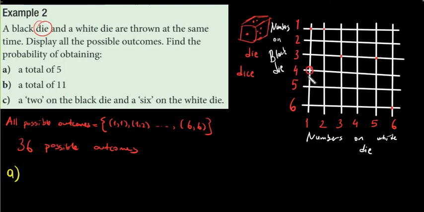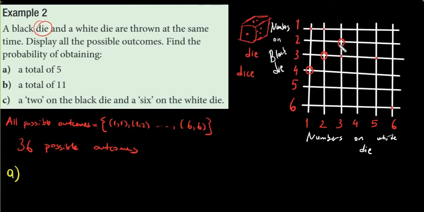So this is a total of 5, right? 4 plus 1 is 5. 5 plus 1 is 6. So we don't include this. 6 plus 1 is 7. We don't include this. And let's look at this. 1 and 2. The total is not 5. So the total will be 5 when we have 3 and 2, right? I'm going to circle that. The total will be 5 when we have 2 and 3.